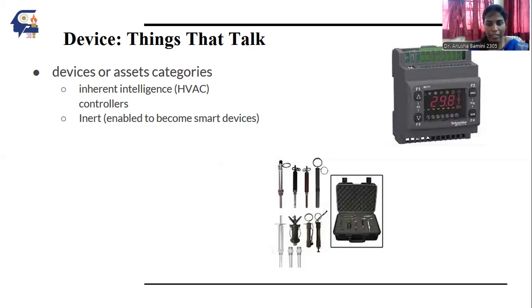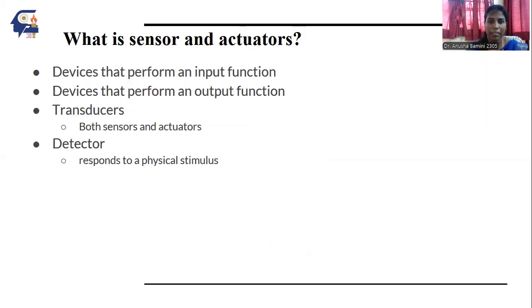So these kinds of devices are called inherent intelligence devices. Another set of devices is called inert or must be enabled devices, which means it may be an animal, furniture, whatever, which may or may not move, that may become a smart device by wearing an RFID tag. By wearing an RFID tag, the animal can be monitored to see where it is moving, and the number of animals in a particular forest. All this data can be captured with the support of the RFID tag. So these are called inert or must be enabled devices.